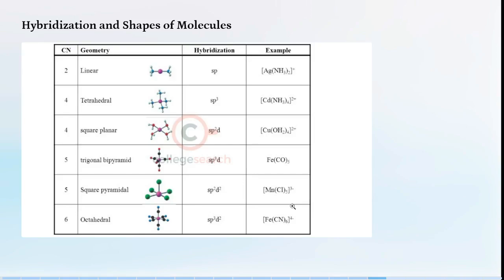Also, when you see an SP2D hybridized molecule, the shape would be square planar. When you see an SP3D hybridized molecule, the shape will be trigonal bipyramidal. When you see an SP3D2 molecule, the shape would be octahedral. So here are some of the examples we can see by the extreme right.